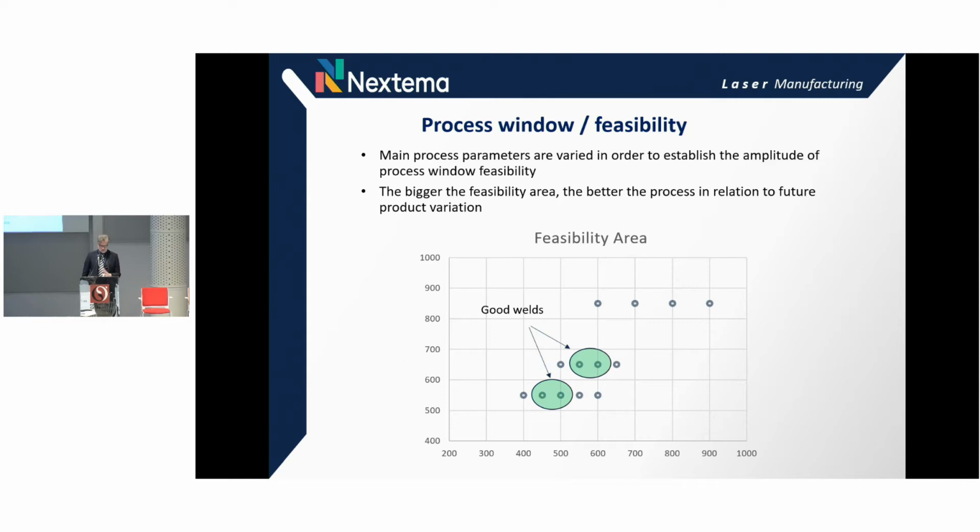This slide would like to show the kind of work that is done, because we are process engineers, and as process engineers, the idea is to find the feasibility area of a process, keeping in mind that, of course, the bigger the feasibility area, the better the process will be at the end.